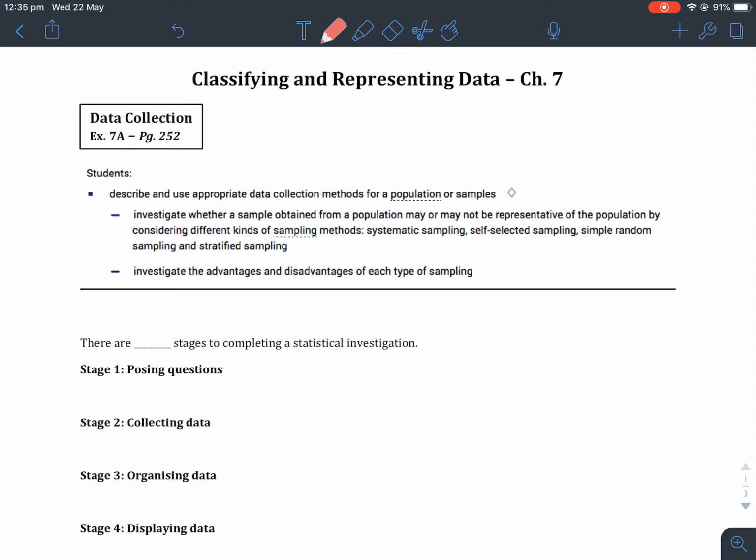This video deals with data collection, which you'll find in exercise 7A of your textbook. Our learning goal is: students describe and use appropriate data collection methods for a population or samples. This comes straight from the syllabus and is the dot point that we'll be addressing today.